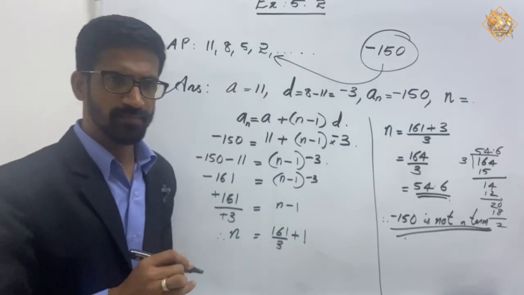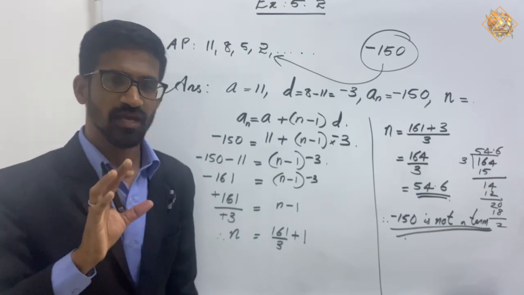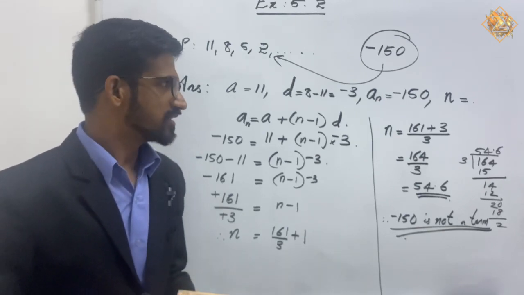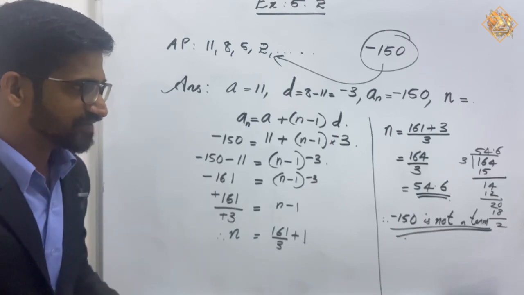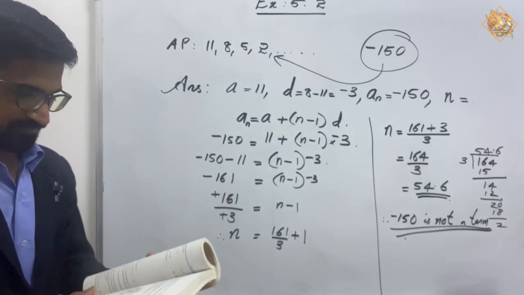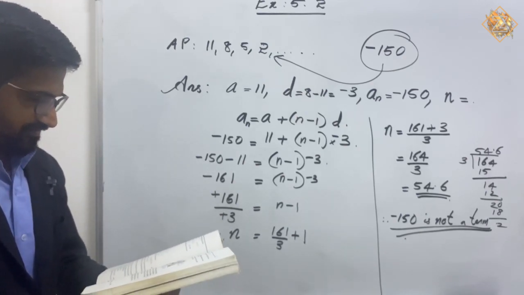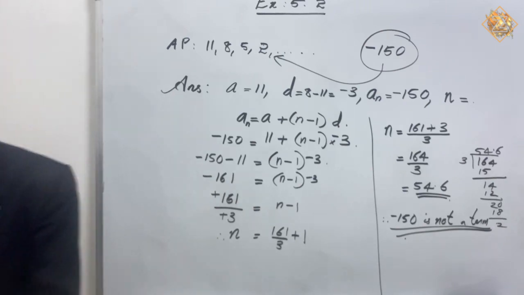Is it clear? Why? Because the value of N must be an integer. It must be a positive integer in short. Okay, so we can finally say that minus 150 is not a term of the given AP. Can we look at the next question, students? Please take it to your notebook, okay?